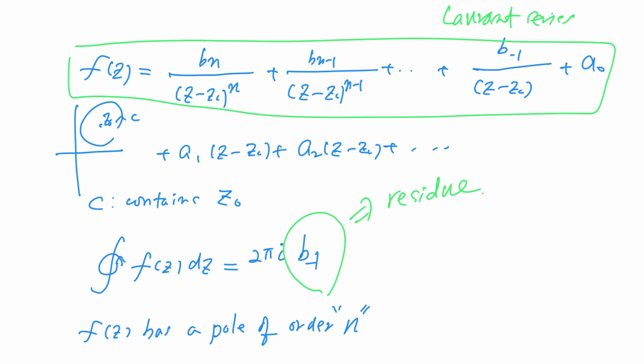So the beauty of complex integration is that no matter how complex the function is, you only need to worry about the b minus 1 term. All the rest, if you integrate, just vanishes. And calculating b minus 1 is actually easy.